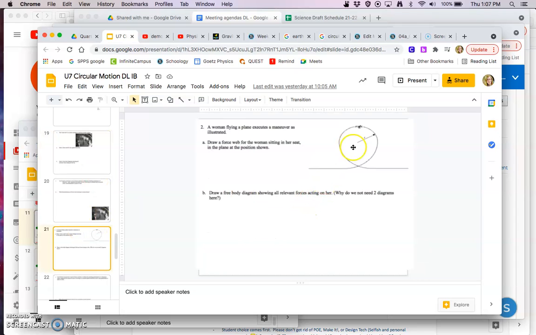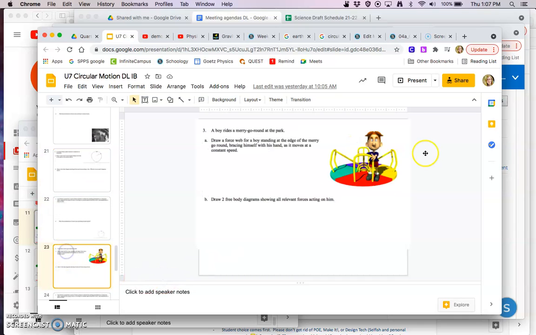Then we also set up this loop-de-loop airplane ride, where the woman is upside down in this plane, and we considered all the possible different free body diagrams we could draw that represented the forces that would allow this woman to be going in this loop-de-loop. And again, remembering that the net force needs to point towards the center of the circle.